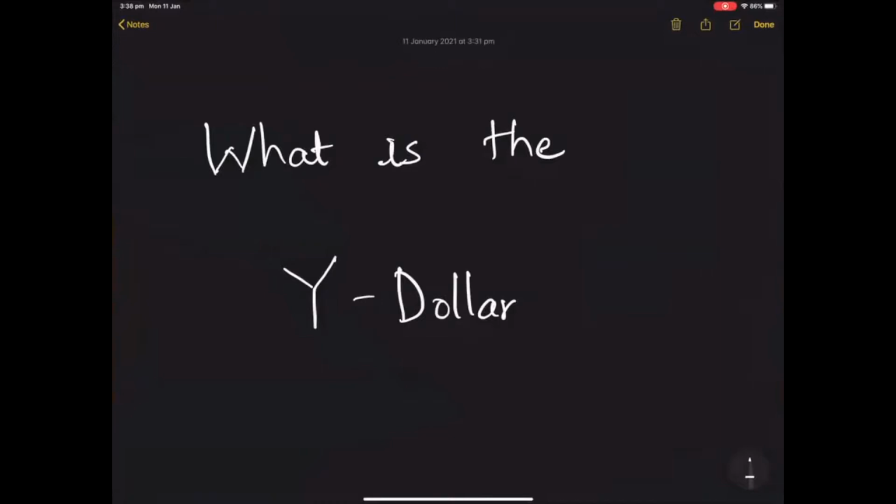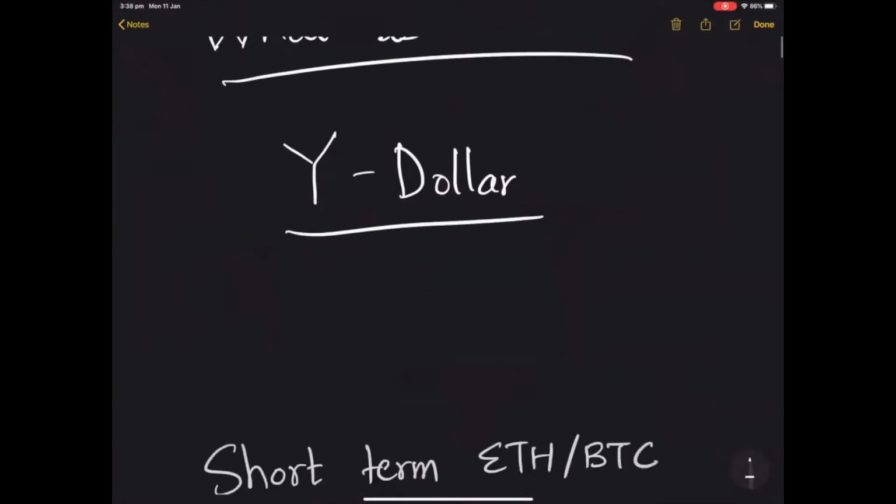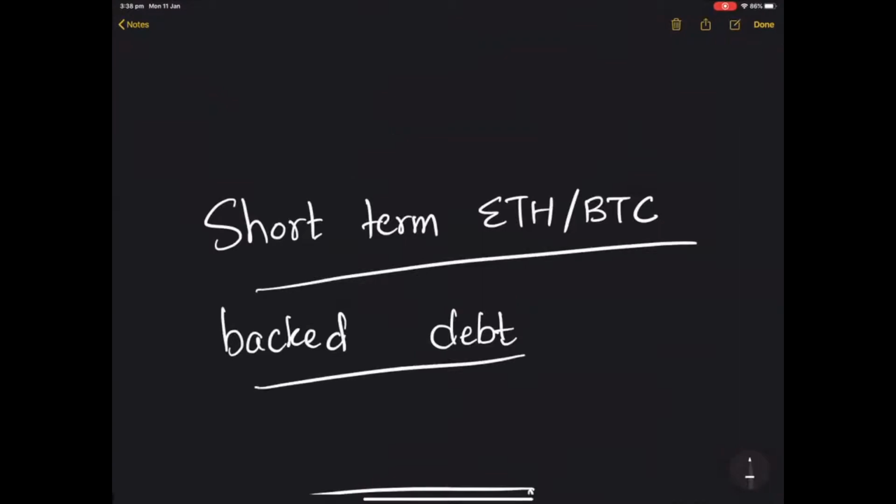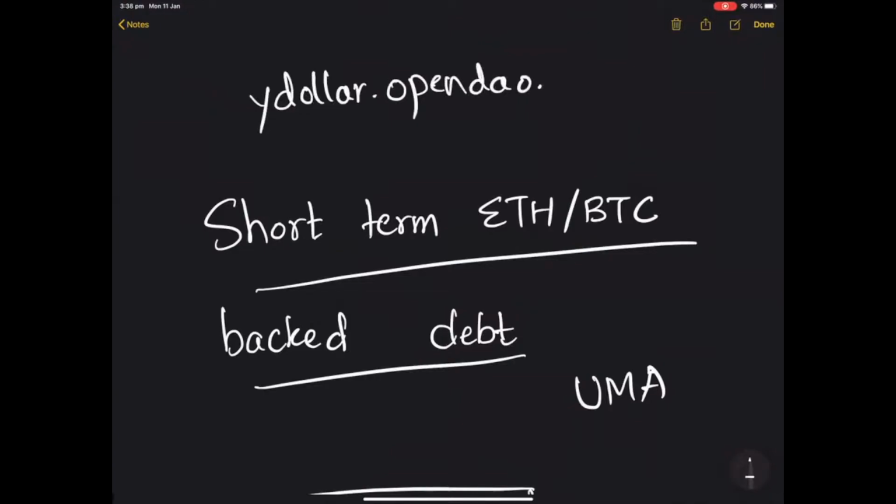Hello, this is Moresh, and today we are going to discuss what the yDollar is. The yDollar is a short-term ETH/BTC backed debt, and it is a product which is built on top of the UMA protocol, and you can find an interface for it which is developed by OpenDAO at yDollar.opendao.io.